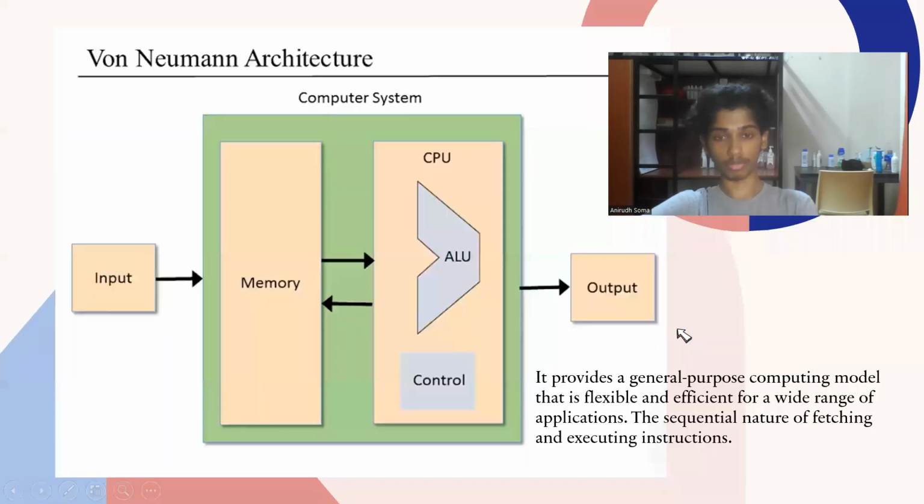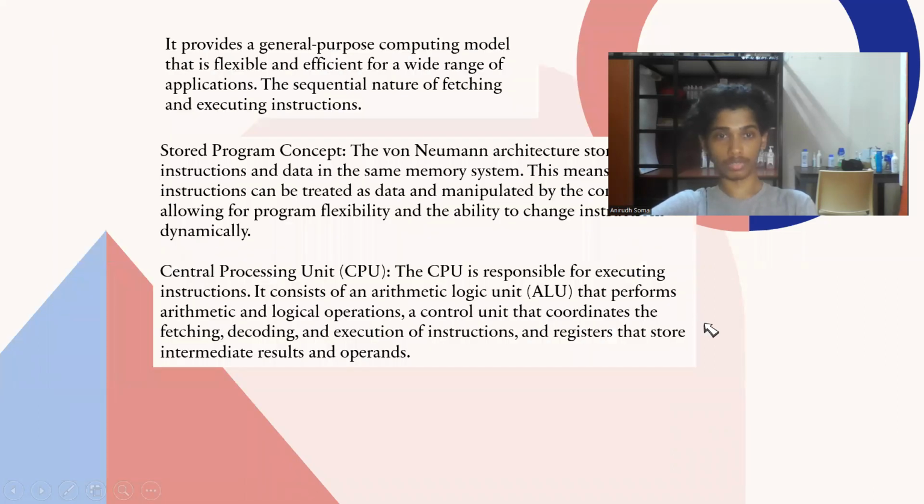So we start off by talking about the von Neumann architecture. It's a general purpose computing model which is flexible and efficient. It has a sequential nature for fetching and executing instructions. The CPU contains the arithmetic logic unit and the control unit. It's connected to the memory to and fro, and there's the input and the output. This is a general basic layout of a von Neumann architecture. So, as I've said, it provides a general purpose, efficient and flexible system.